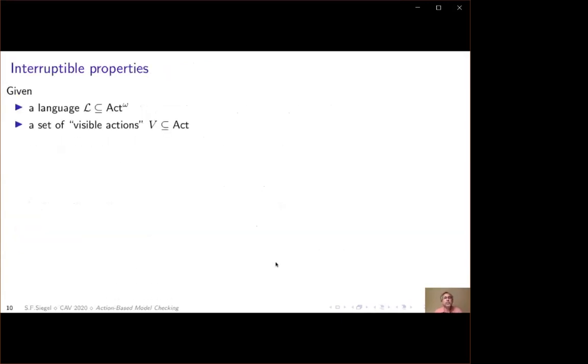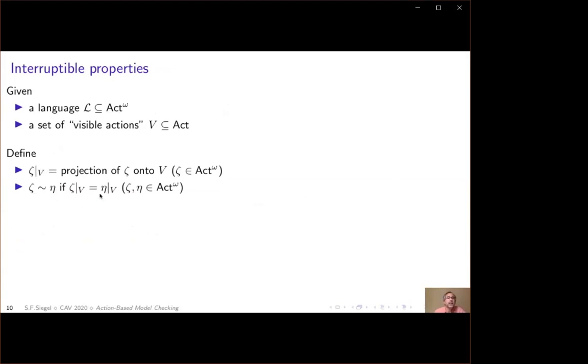To make this precise, suppose we're given a language L, which is a set of infinite sequences of actions, and a set of visible actions, V. We define this symbol, zeta restricted to V, to be the projection of zeta onto V. That's just the result of removing all the invisible actions. We say that two such sequences are equivalent if their projection onto V is the same. And we say the language L is V-interruptible if for any equivalent zeta and eta, one of them is in the language if and only if the other is.